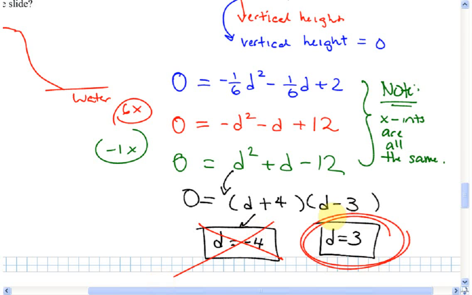So when you solve these questions, please be careful. Look at the context of the question. Sometimes you might get 2 answers, but one of them does not make sense. Okay? I'm going to quickly try to finish off example number 3, and then we'll stop for today, okay? Let's do number 3.